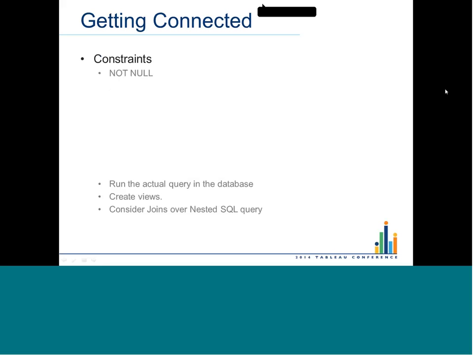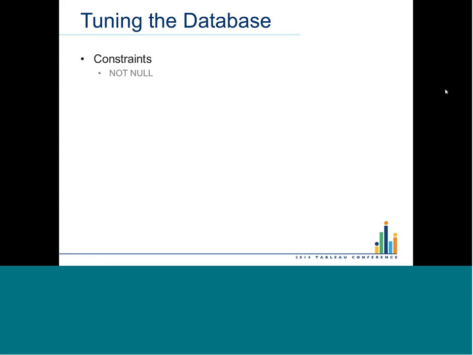Let's look into how we can tune the database. A few tips for tuning the database. One is to include constraints on your fields when you're creating a table. Constraints like NOT NULL. You will be surprised at how much that will improve your performance. If you include a value as NOT NULL, then Tableau does not need to check for any null values in each field. Now that greatly reduces the overhead.